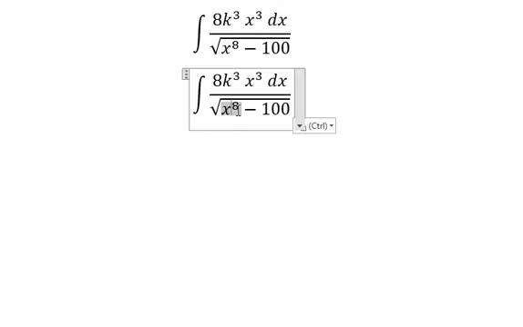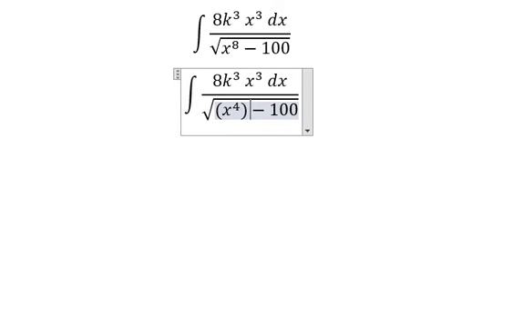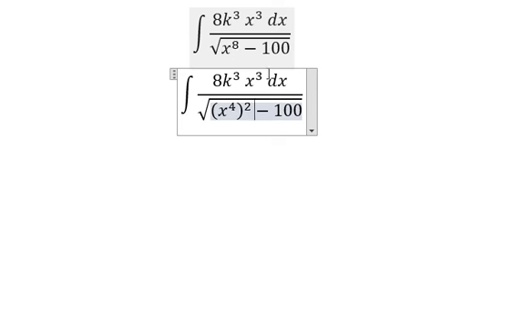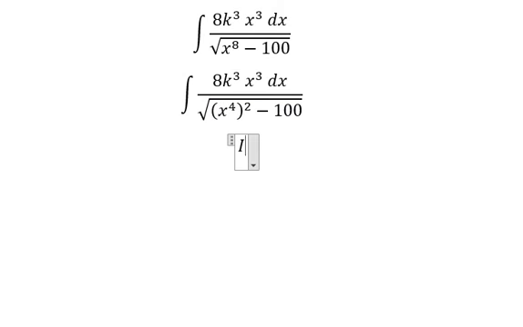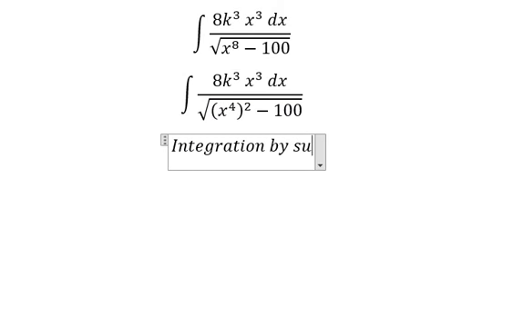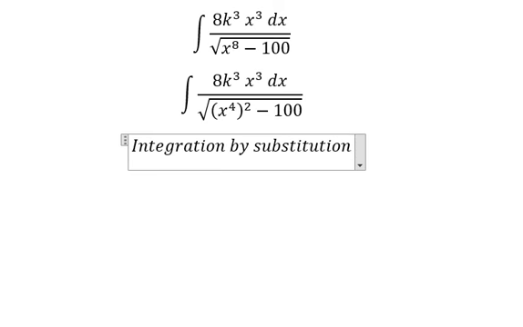About this one, that is about x to the power of 4 to the power of 2, because number 4 with number 2 we have number 8. Next, we need to use about integration by substitution.